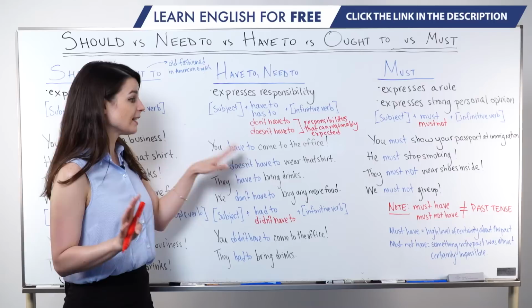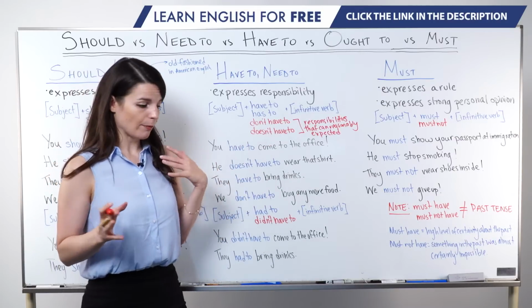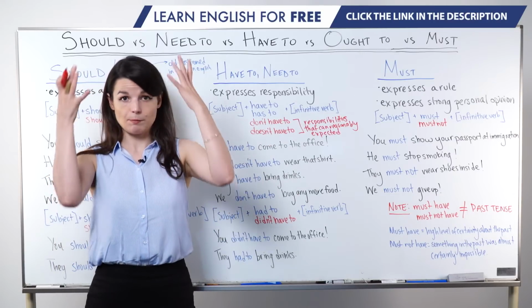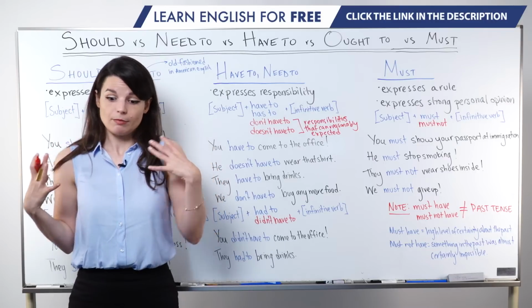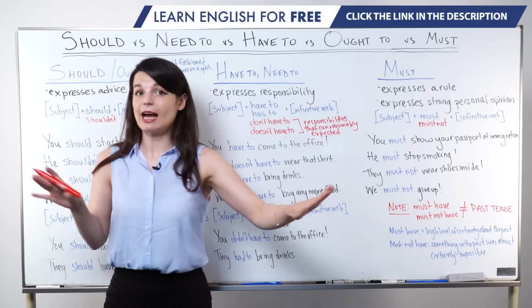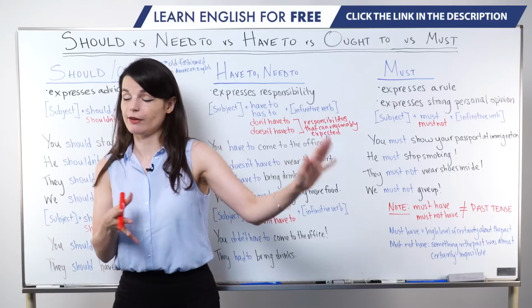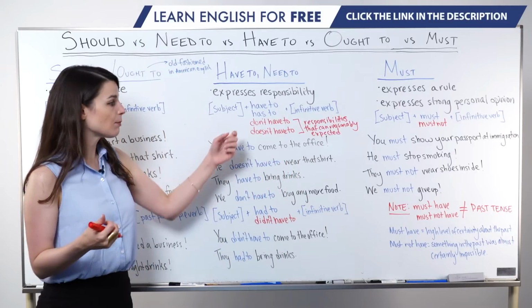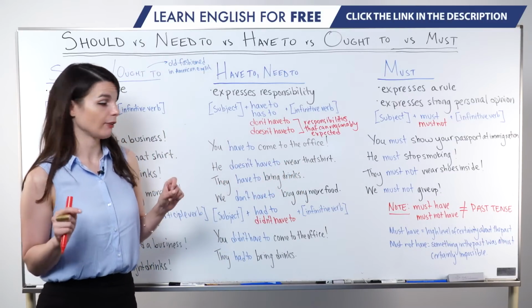So in this case, he doesn't have to wear that shirt. It's probably a situation, like I said, like maybe he has a company uniform, but for today's event, he doesn't have to wear the shirt. So it's kind of a special event. So please keep this in mind when you're using the negative form.